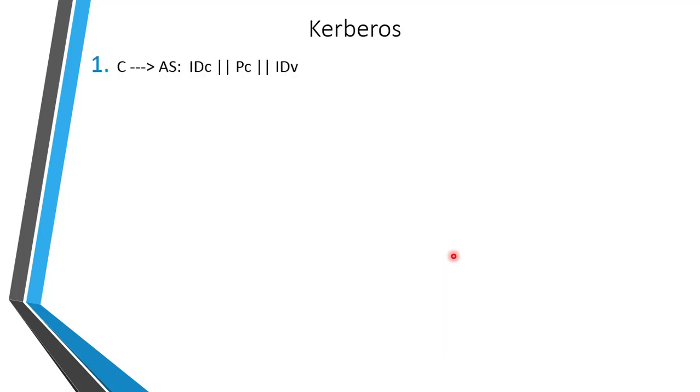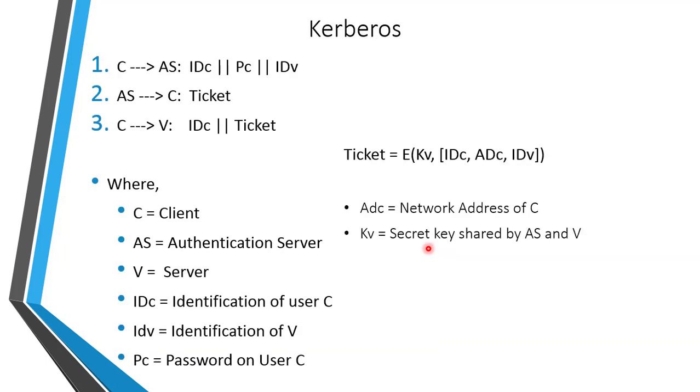So, first of all, we will see the simple Kerberos technique, in which we will see some of the notation. C is the client, AS is the authentication server, V is the server, ID of C is the identification of user C, ID of V is the identification of V, PC is the password of user C, ADC is the network address of the client C, and KV is the secret key which is shared between the authentication server and the application server.